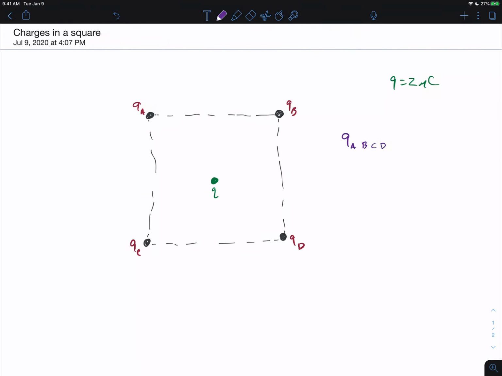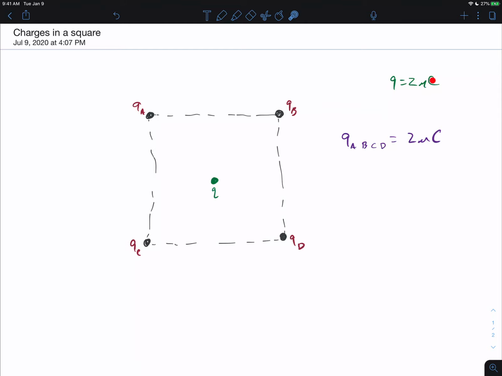QA, B, C, D, all of these are the same. Maybe we can say that these are all 2 microcoulombs, right? And just to review, remember that micro means times 10 to the minus 6, right? So times 10 to the minus 6 for all 4 of these guys. So how would I find what the net force on this charge will be?